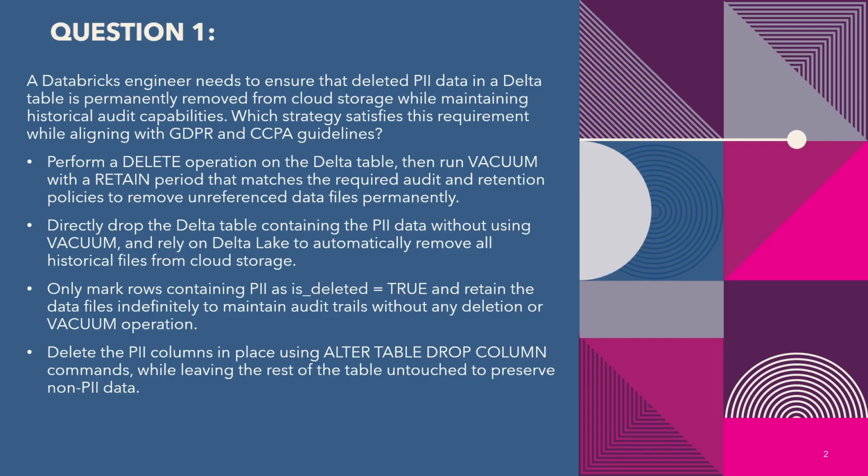Option C says just mark rows as is_deleted equals true and keep files indefinitely. That preserves audit trails but leaves PII physically present in cloud storage forever, which is inconsistent with deletion requirements from privacy laws. So that doesn't meet the permanently removed from cloud storage requirement.